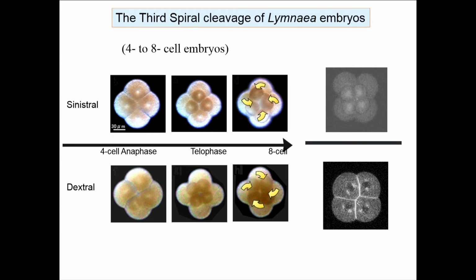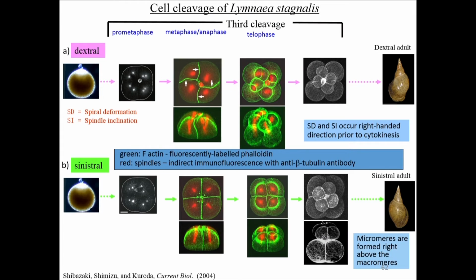You can see it: the top one is the left-handed one, the bottom the right-handed one. If it goes from the 4-cell to the 8-cell stage, it becomes like this. But if you look carefully, there is no mirror symmetry. Mirror symmetry is broken here, and this is the very important step.